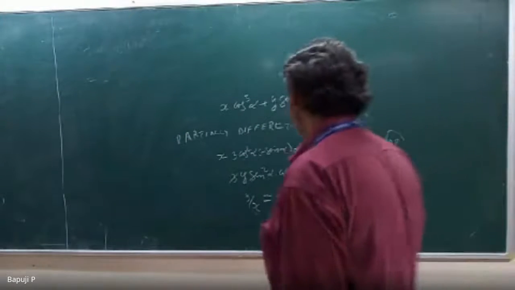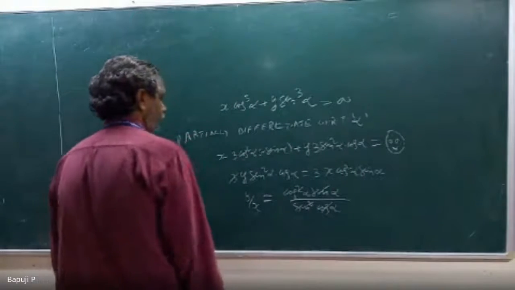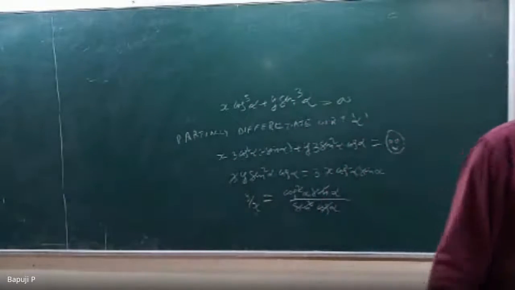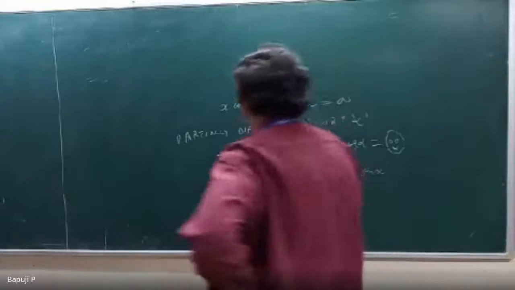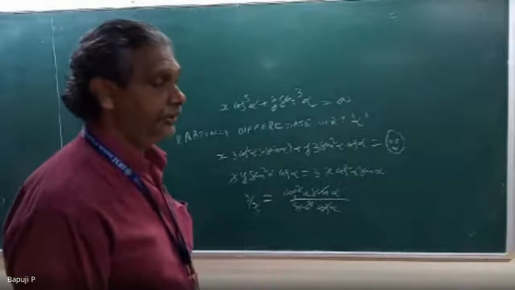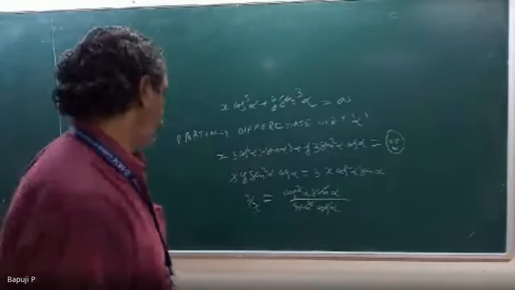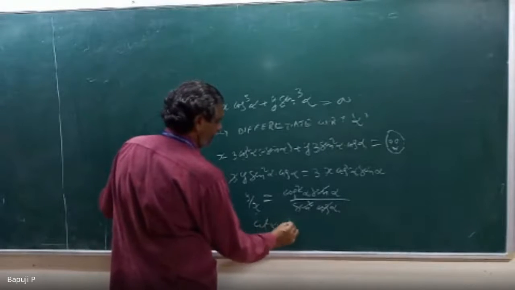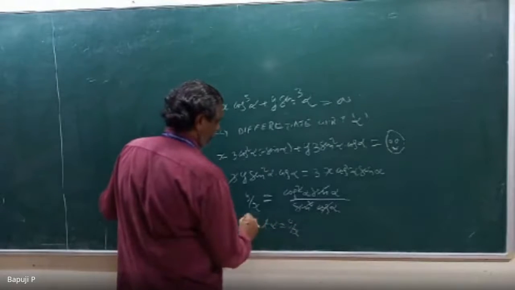Now what is the balance? What is the balance? Cot alpha. Very good. Cot alpha is equal to y by x. You keep it on one side.